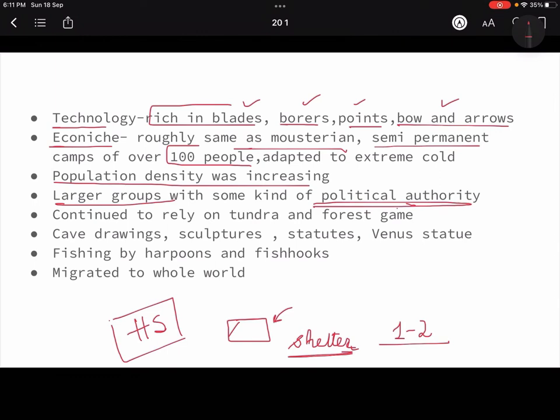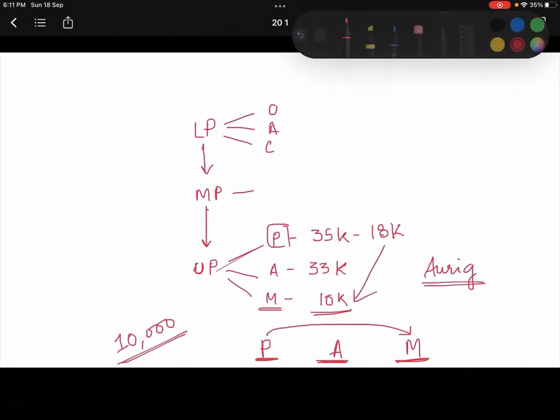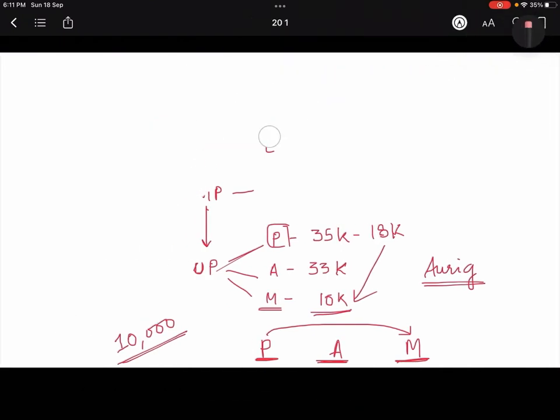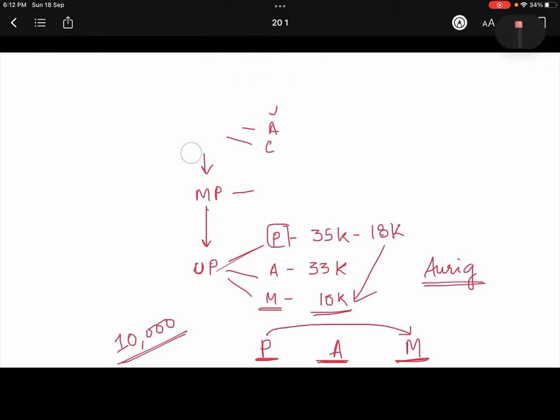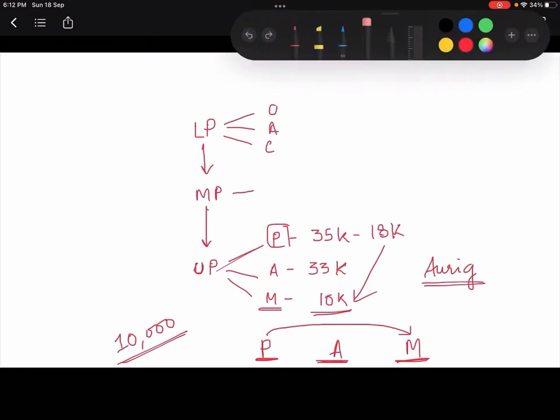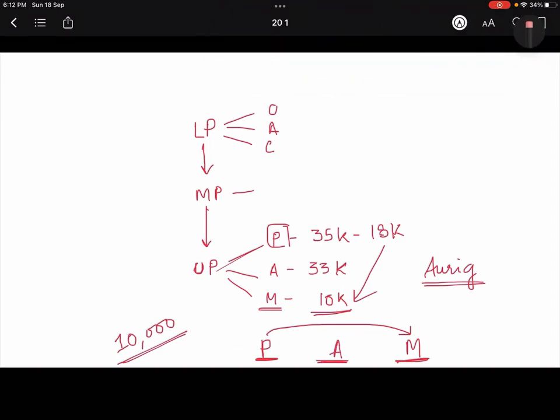Now this point is very important, because as we have seen in the Middle Paleolithic, it was still a band kind of society.